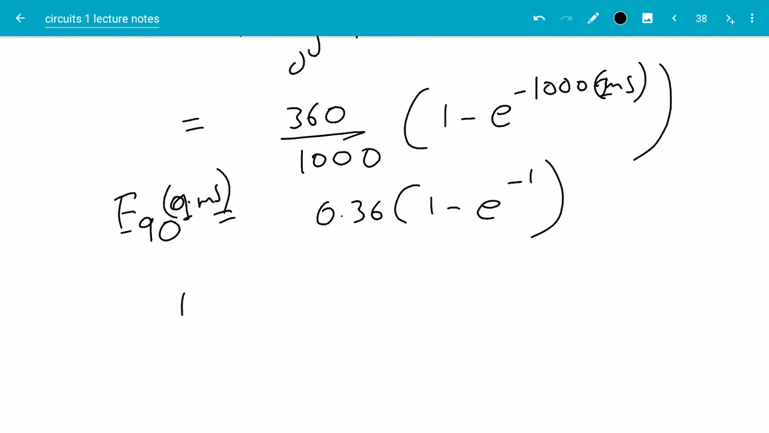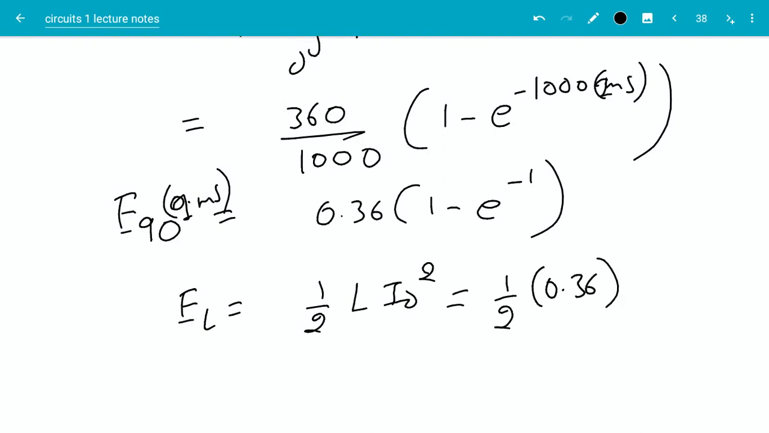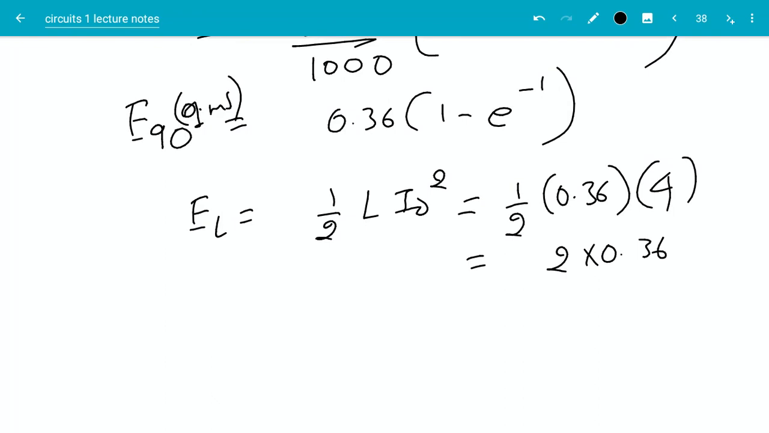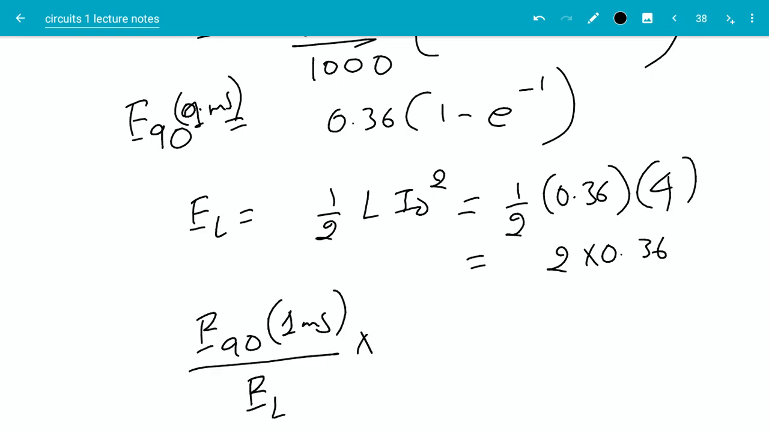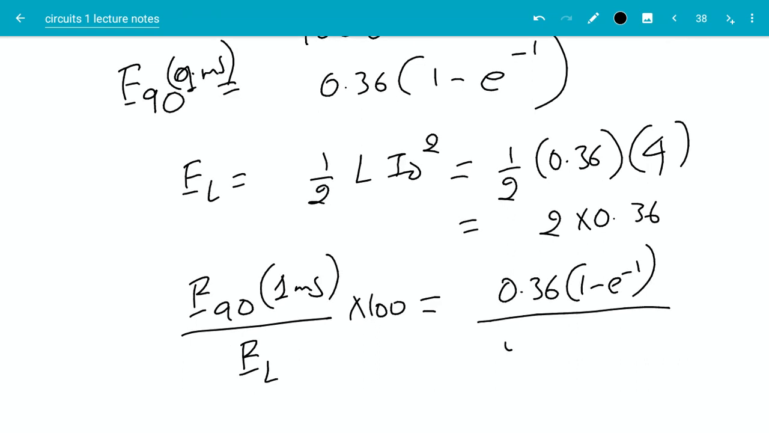Then the total energy stored in the inductor is half L I0 squared at time t equal to 0. So that should be equal to half times 0.36 times I0 squared, where I0 was 2, so that's 4 amps. So this is 2 times 0.36. The percentage of the energy dissipated in the 90 ohm resistor would be E90 at 1 millisecond divided by the total energy stored in the inductor, times 100. So this should be equal to 0.36 times 1 minus e to the minus 1, divided by 2 times 0.36, times 100.